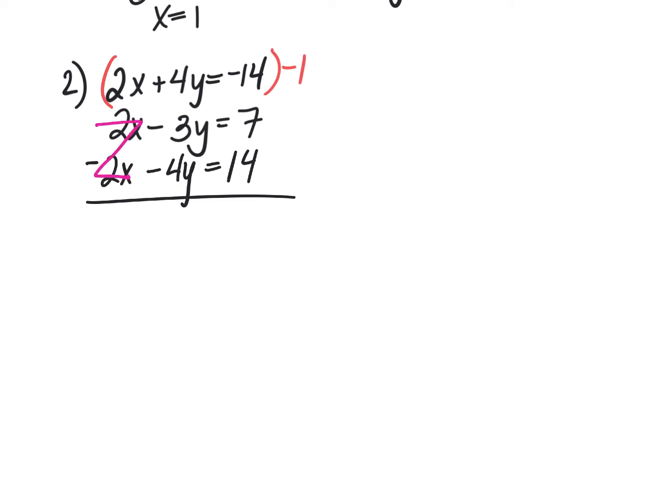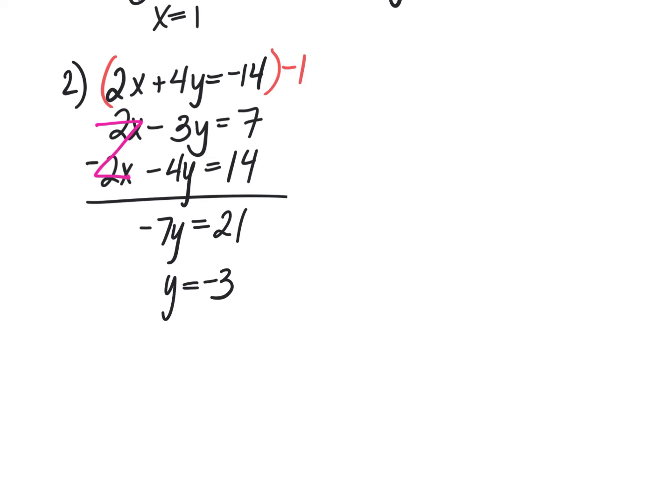My x's cancel. 2x minus 2x is 0. Make sure it's actually 0. Right? That's one of the big mistakes people make. They look at them, 2 positive 2's, and say, oh, they're the same, it's 0. But it's not until one of them's negative, right? Negative 3y minus 4y is negative 7y. 7 plus 14, 21. Y equals negative 3. You can divide both sides by negative 7.